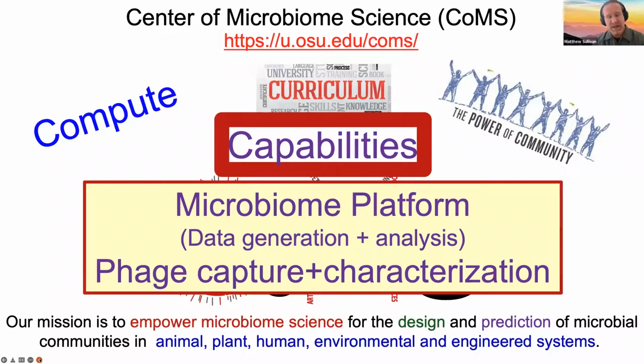And this is not a 16S-based platform. This is all genome-resolved metagenomics, metatranscriptomics, et cetera. We're not doing any 16S work at Ohio State. We're farming that out to the many opportunities that are available. This is focused on building out genome-resolved microbiome science. And then as a secondary capability, we're developing novel, innovative approaches for high-throughput phage capture and characterization as a way to modulate the microbiome to get at that design piece of our mission.